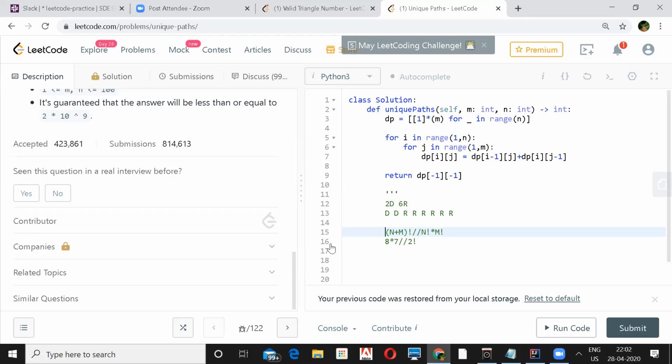Suppose you have an obstacle at 2 and 2. That means to reach 2 and 2 you have a certain combination of D's and R's behind that 2 and 2. How many D's and R's can you have? It would become a very complex math problem. Yeah, so that is one thing.